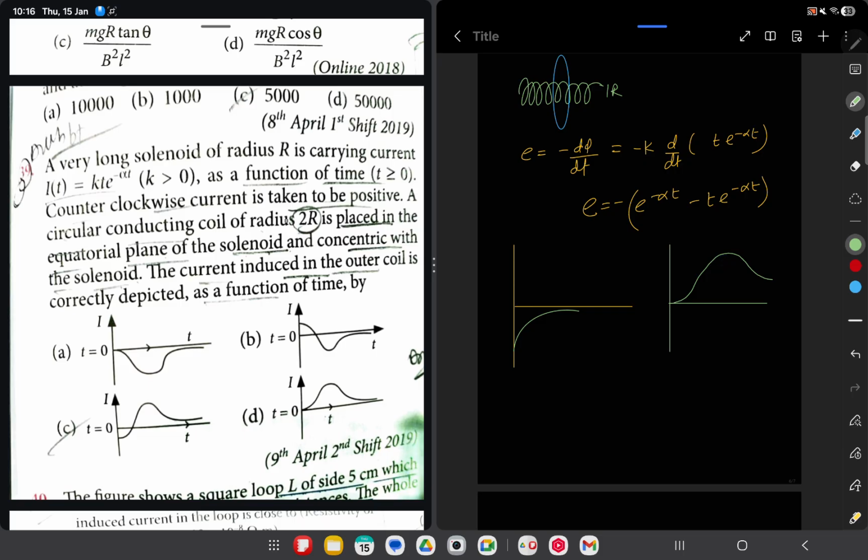this will be the graph of e to the power minus alpha t, and this will be the graph of t into e to the power minus alpha t. As alpha is not given, you can't clearly say that the graph will be of this one. So you need to make your decision from the initial position only, and by the initial position, this one will be your correct answer.